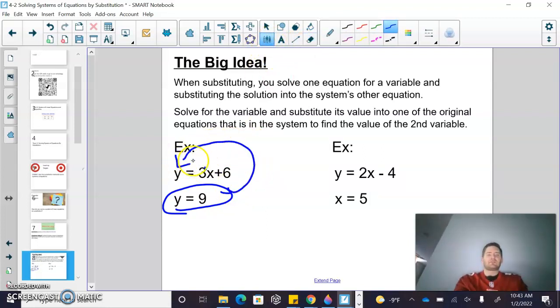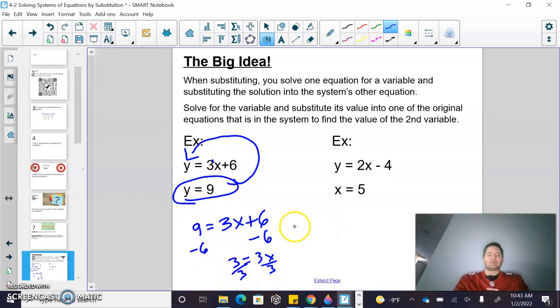So the first example, we know y is equal to 9. So instead of writing y in that first equation, we're going to write 9, and that's set equal to 3x plus 6. And then all we're going to do is solve for x. So in this instance, x is going to be equal to 1. So our solution here would be (1, 9).